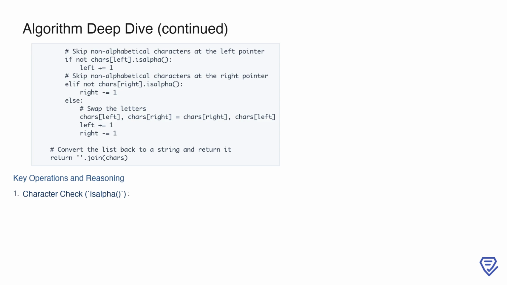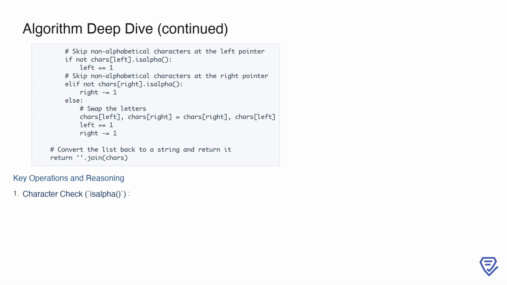When both pointers are positioned at letters, we perform an in-place swap of the characters at the left and right positions. After swapping, the left pointer is incremented, and the right pointer is decremented to continue processing the remaining characters. Once the loop exits, we convert the modified list back into a string using the join method and return it as the final result.